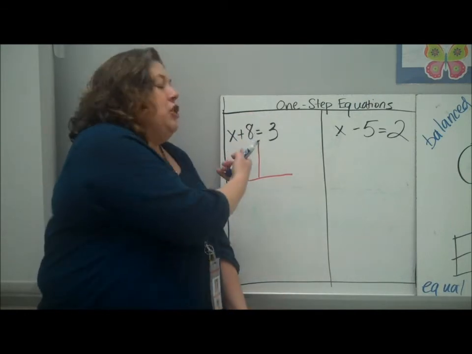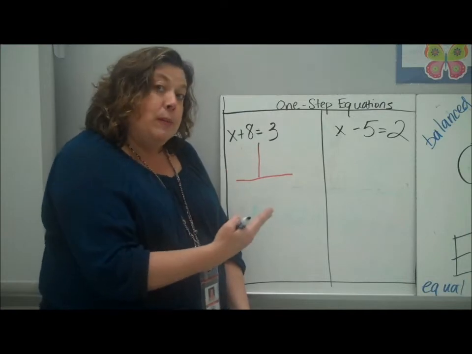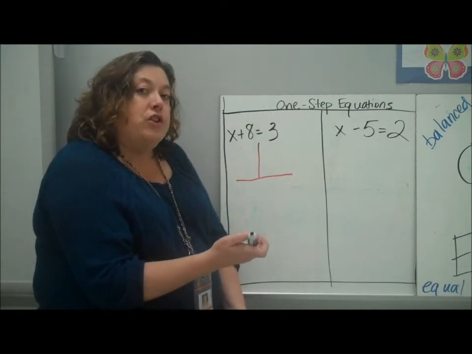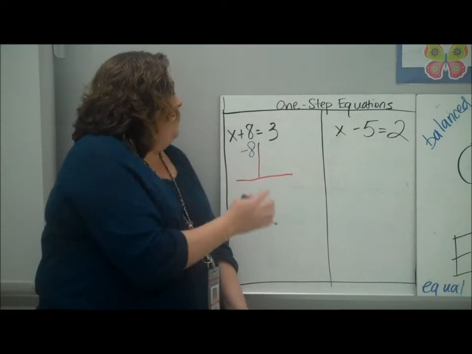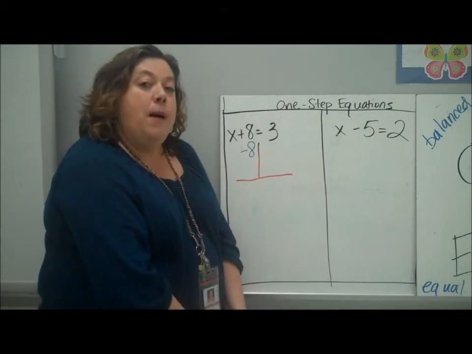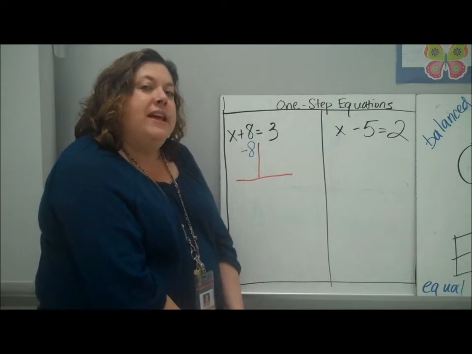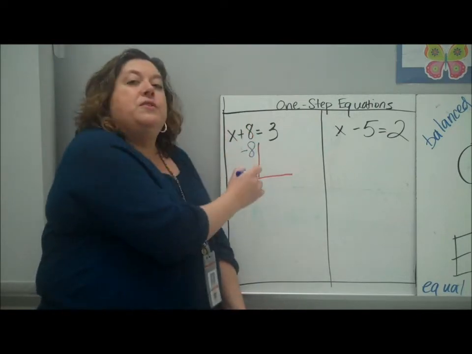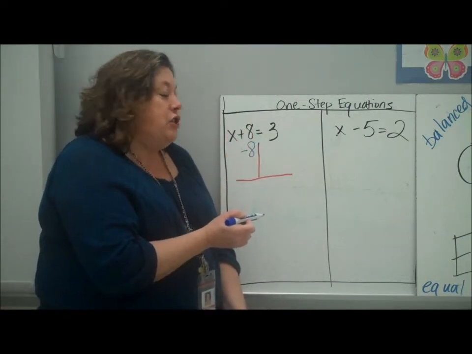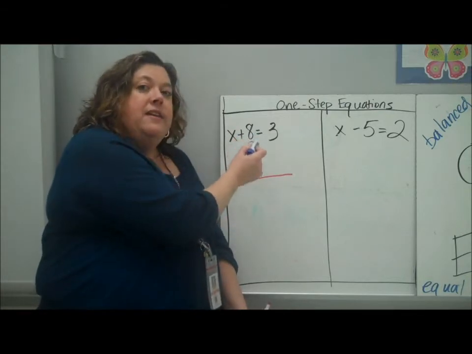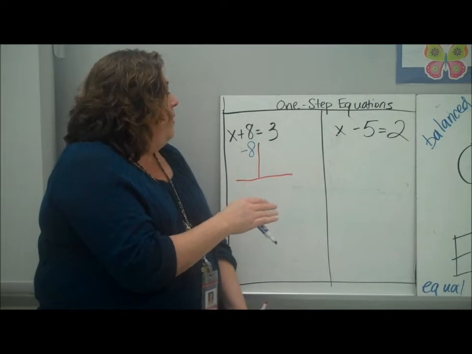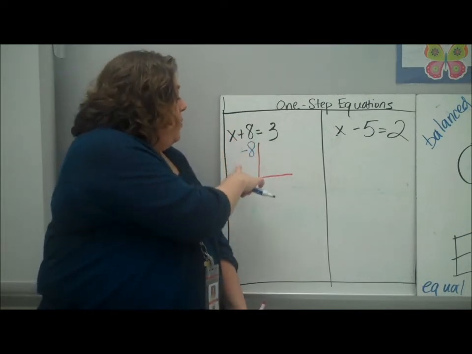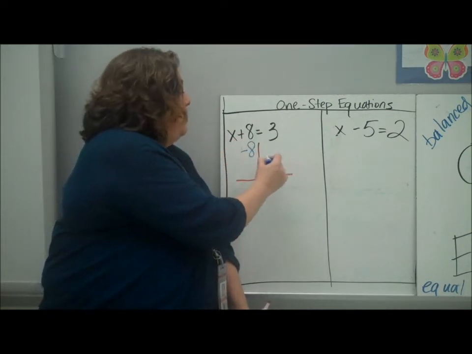If I see addition, I can go backwards. I can undo my addition by using subtraction. I know that a positive 8 is the opposite, or the inverse, of negative 8. So using my inverse property of addition, if I add a positive 8 and a negative 8, they'll cancel each other out. However, let's remember, whatever I do to one side, I have to do to the other side.